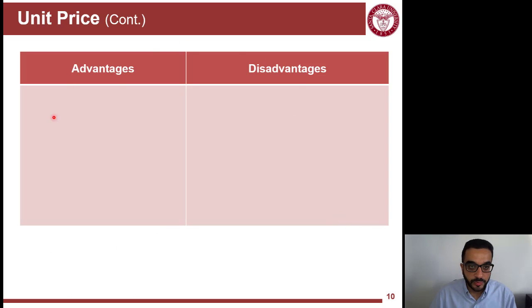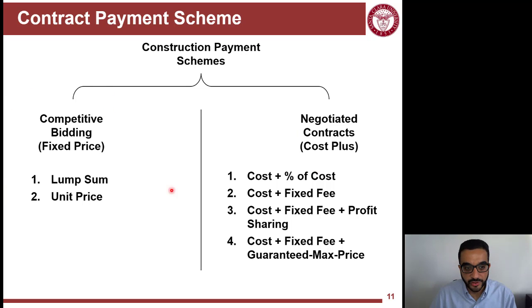So thinking about the unit prices, what we discussed so far, think about the good things and the bad things, and we'll discuss that in class. Now we covered this side, the competitive bidding. Let's move on to the negotiated side.